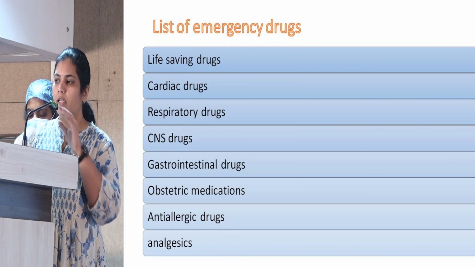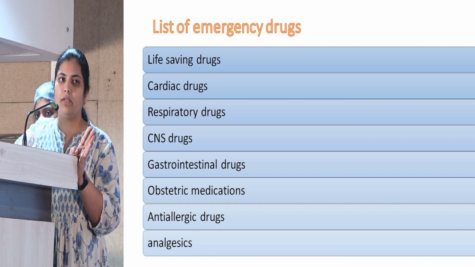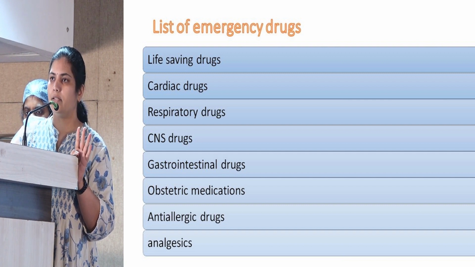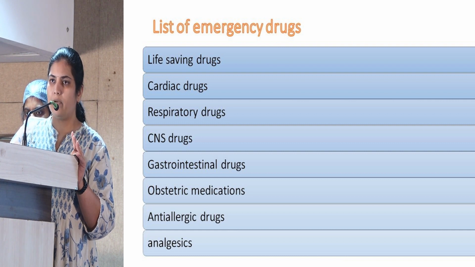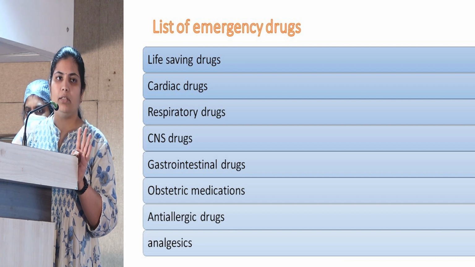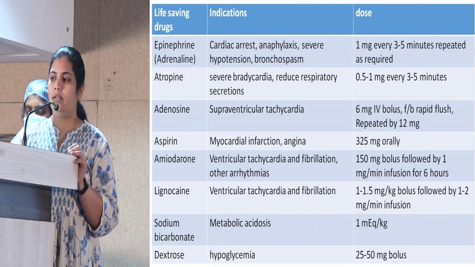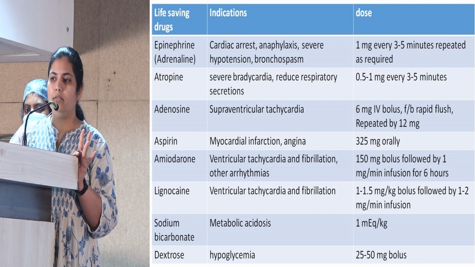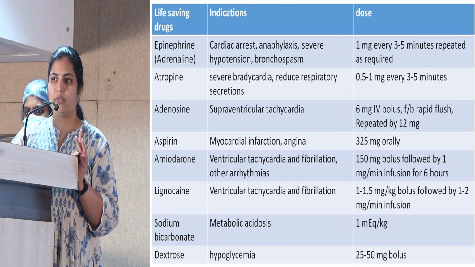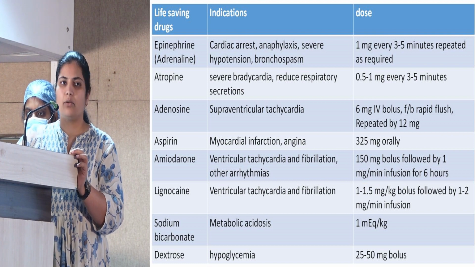Emergency drugs. In an emergency crash cart, what are all the drugs which should be there? First is life-saving drugs, then cardiac drugs, respiratory drugs, CNS drugs, GI drugs, obstetric medications, anti-allergic drugs, and analgesics. All should be available in the emergency drugs. So what are all the life-saving drugs? Adrenaline, atropine, adenosine, aspirin, amiodarone, which is also called cordarone, then lignocaine, and sodium bicarbonate. These are all life-saving drugs.